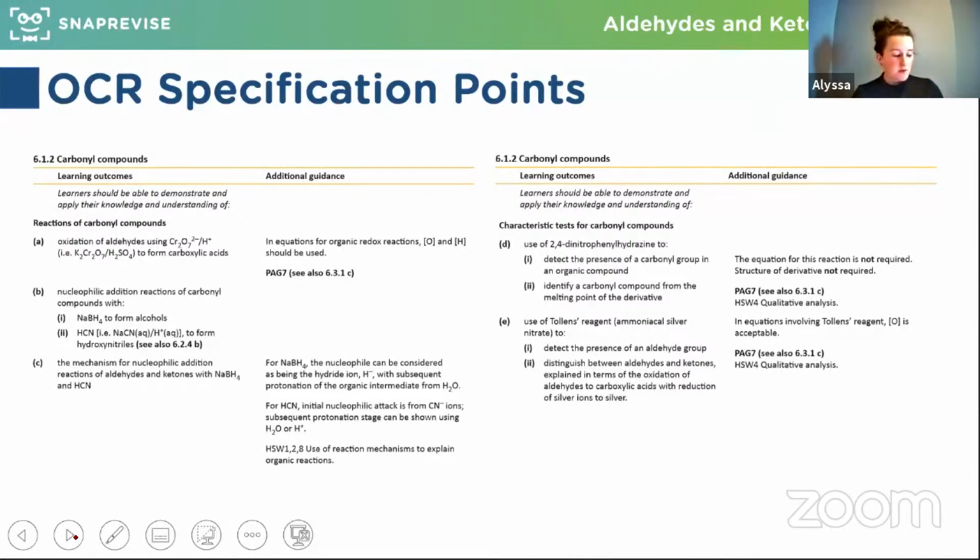This is the OCR specification. So again, if you are an OCR person, this is what OCR is expecting from you, what you'll need to know or be able to do in order to do your exam. And again, we're not going to be covering 2,4-dinitrophenylhydrazine because that's just OCR.